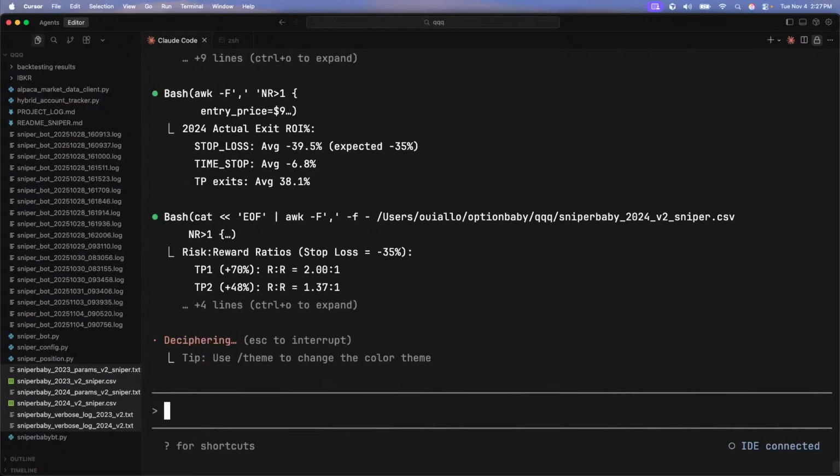Calculate the risk reward ratio. Oh, 2 to 1. We risking $2 to make one.